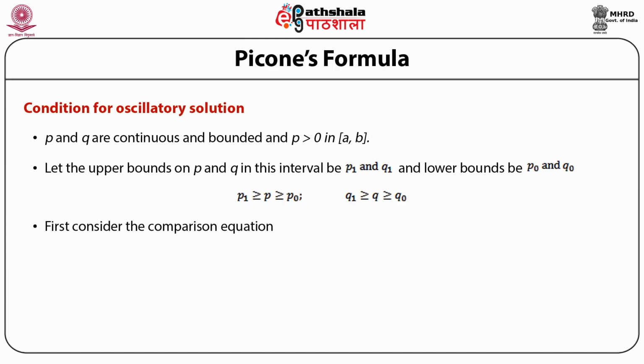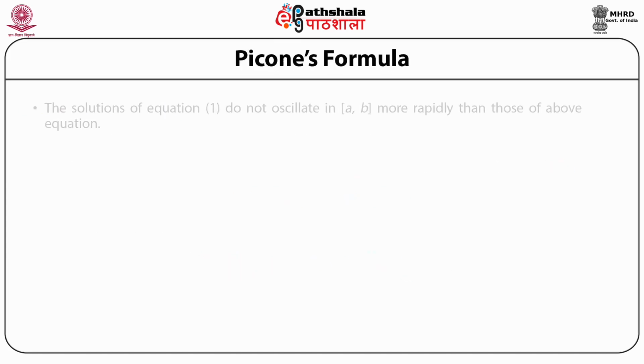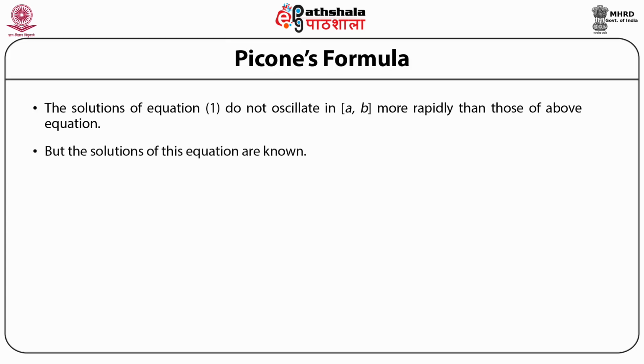First, consider the comparison equation given as d/dx of (p0 dy/dx) minus q0 times y is equal to 0, or d2y/dx squared minus (q0/p0) y is equal to 0. The solutions of equation 1 do not oscillate in the interval a to b more rapidly than those of the above equation, but the solutions of this equation are known.